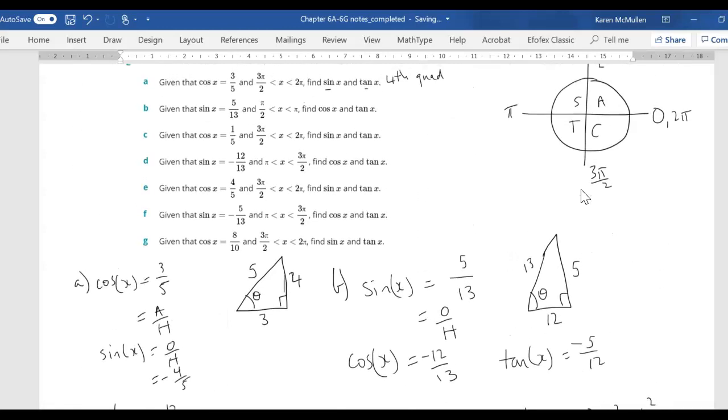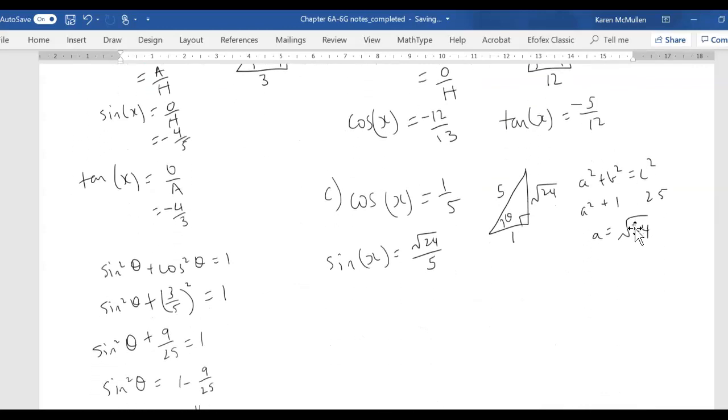And I didn't check which quadrant we're in, so we're on from 3 pi on 2 to 2 pi, so we're in the fourth quadrant. So only cos is positive, so sine has got to be negative. And then tan is opposite over adjacent, so it's just root 24, and it's also negative in the fourth quadrant.